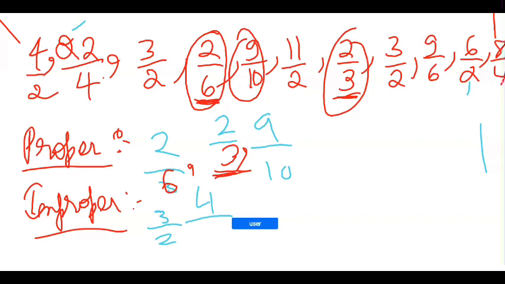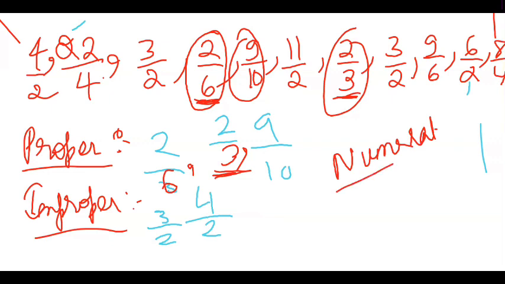Why is 3/2 improper, Aisha? The up one is big and the down one is small. Yes, numerator is greater than denominator. Very good. The up one is called numerator. You have to just remember the letters. Numerator is the one that is on the top. Then the one that is on the bottom is called denominator. Fine. Numerator greater than denominator, then it is an improper fraction, and numerator less than denominator, then it is a proper fraction. Fine. So please write it down.